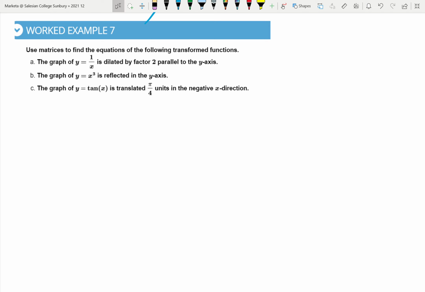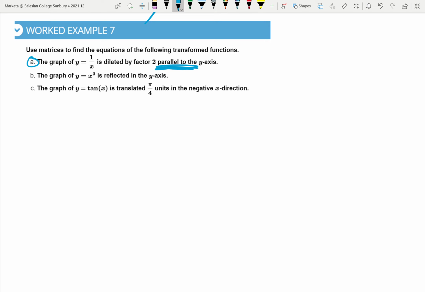So let's look at this one here, and it's telling us that the graph is dilated by a factor of 2 parallel to the y-axis. So I don't like parallel to the y-axis. I prefer when they say from whichever axis, because then we know that it affects the opposite. But if the question gives it to you as parallel, you have to know that it affects the same. So it's parallel to the y, it's going to affect y.